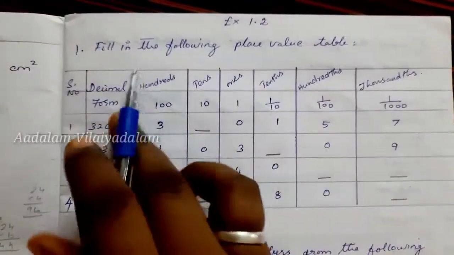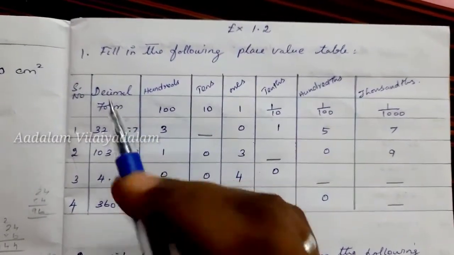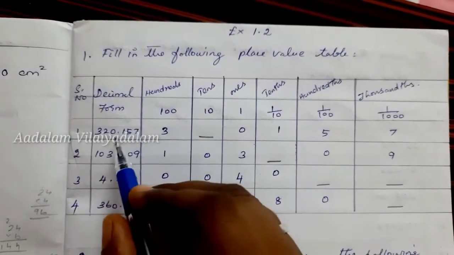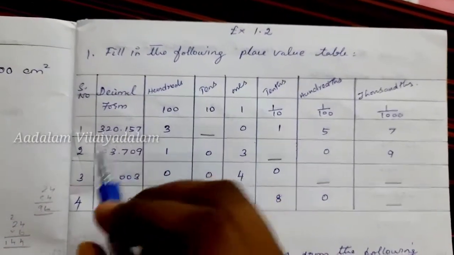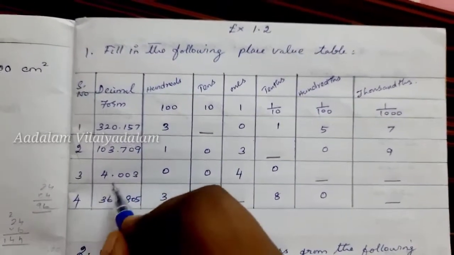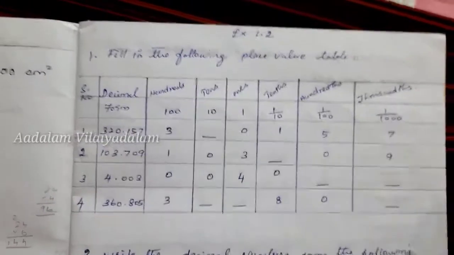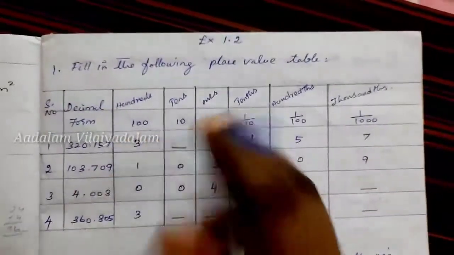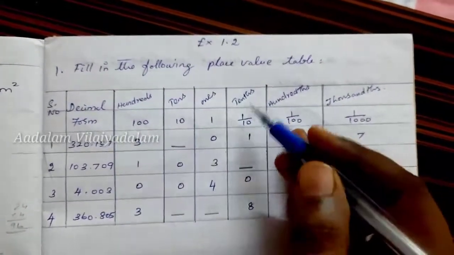The first question is to fill in the following with the place value table. Here the questions are given in the form of decimals: 320.157, 103.709, 4.003, 360.805.